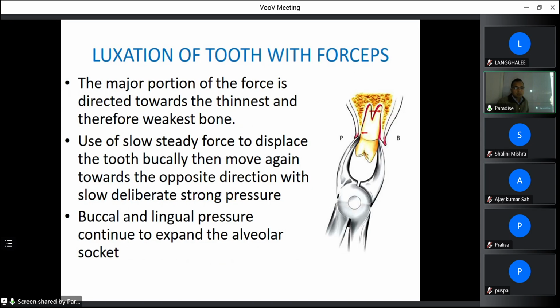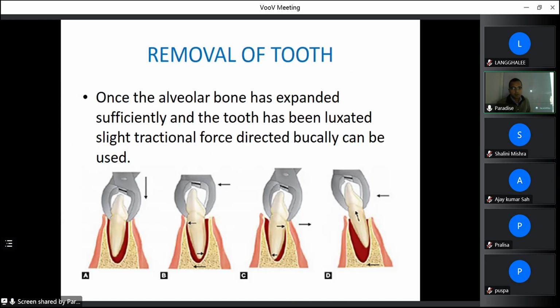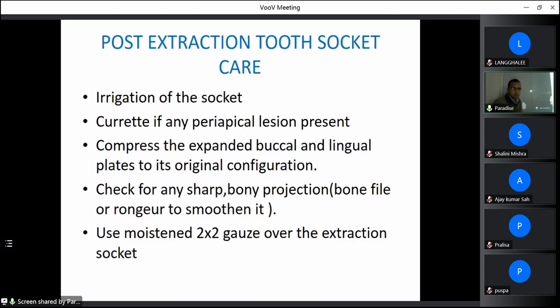After that, luxation of the tooth. Depending on the thickness of bone, you have to apply either buccal or lingual force. Apply the buccal or lingual force, followed by removal of the tooth, post-extraction tooth socket care, irrigation of the socket.